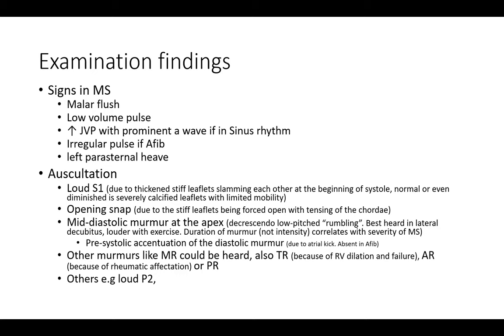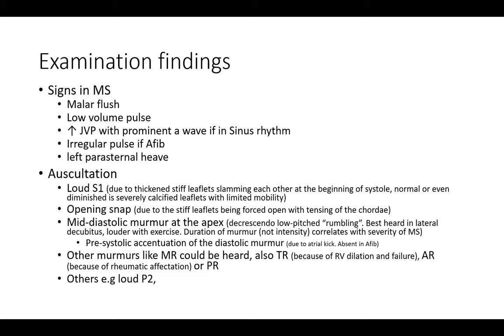Then, if the patient is in sinus rhythm, that remaining 20 to 30% of blood that goes through when the atrium contracts, the atrial kick, leads to a pre-systolic accentuation of the diastolic murmur, but this is absent in atrial fibrillation. So we could have other murmurs if they have mixed mitral valve disease.